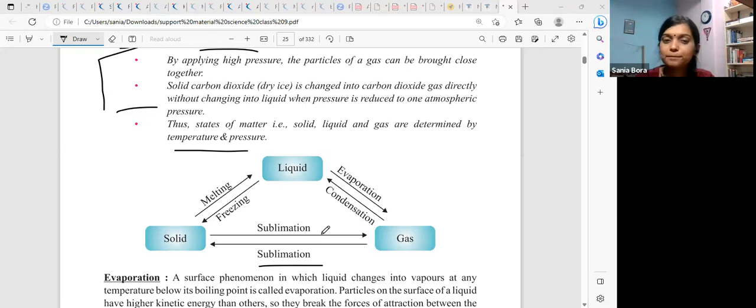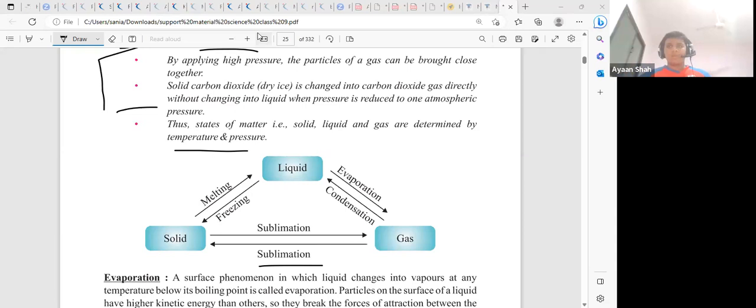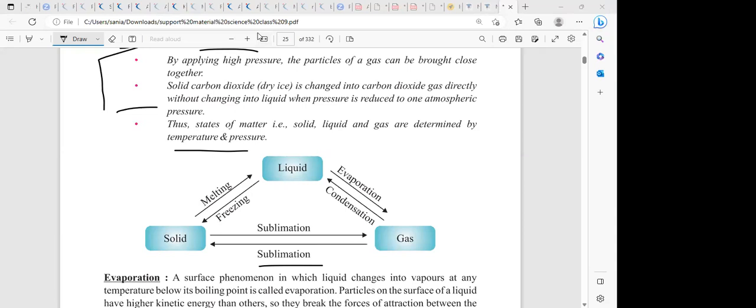Okay? What did you say, teacher? Your voice is cracking again. Okay, so I was saying that you can put a slash and write deposition as well. In some books, it is written as sublimation in both ways, so just put a slash and write deposition. Okay.